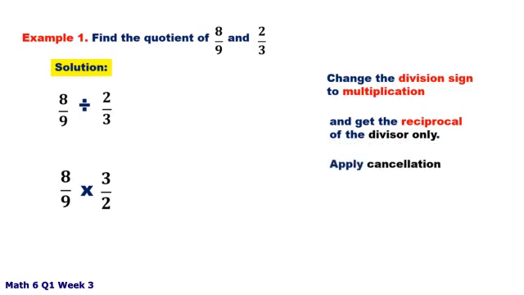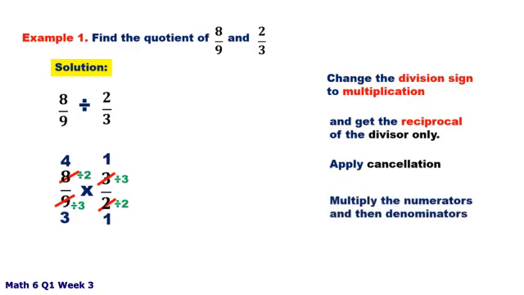Apply cancellation. For 8 and 2, the common factor is 2. Let's divide 8 divided by 2 equals 4. 2 divided by 2 equals 1. For 3 and 9, the common factor is 3. 3 divided by 3 equals 1, and 9 divided by 3 equals 3.